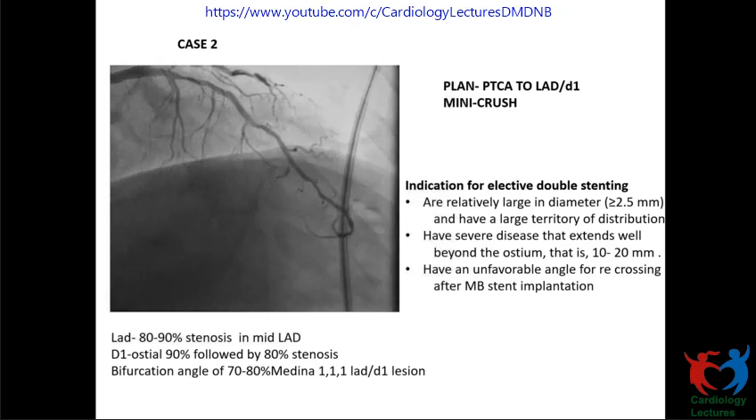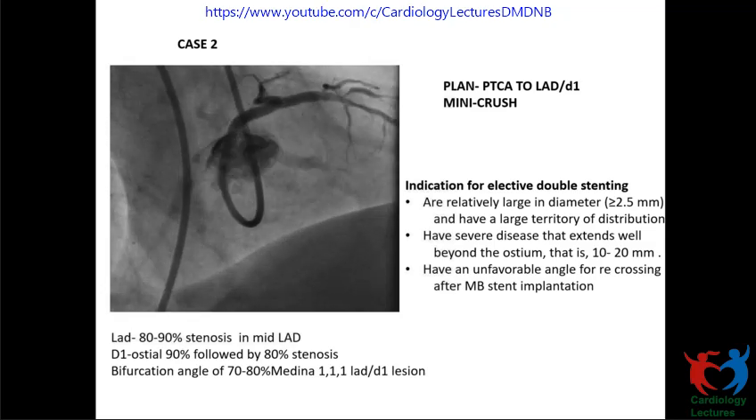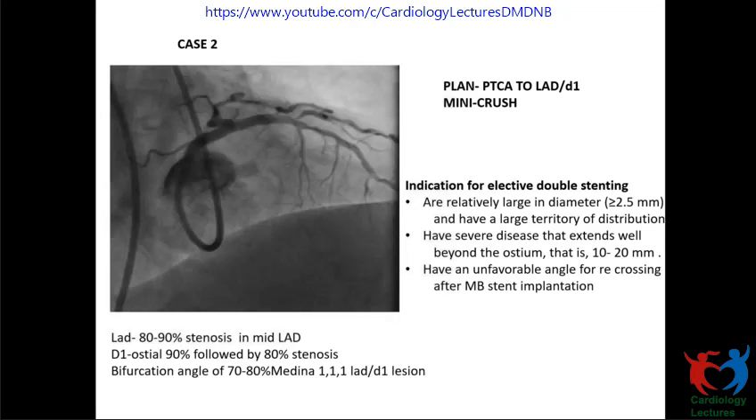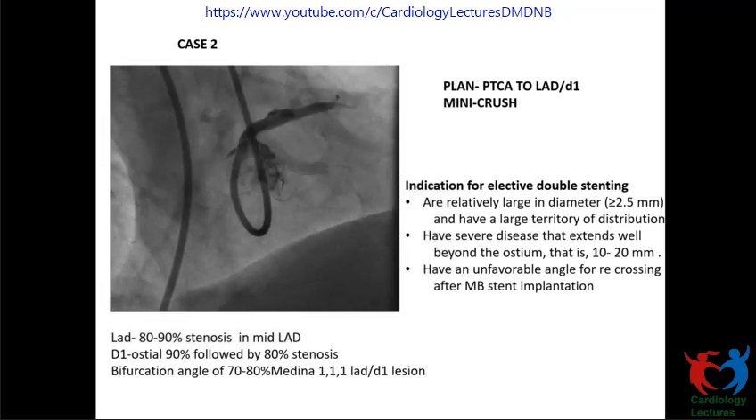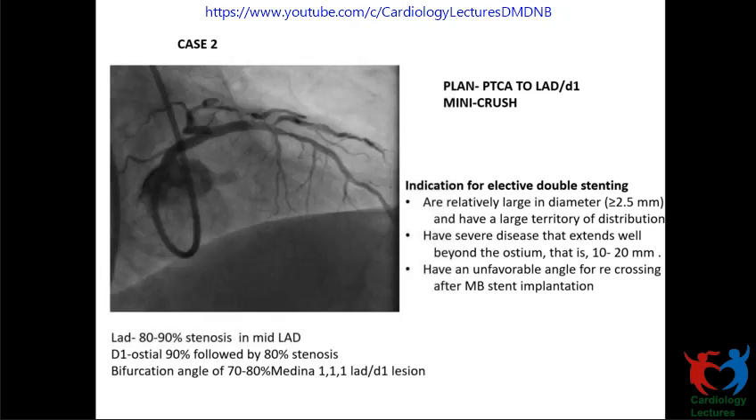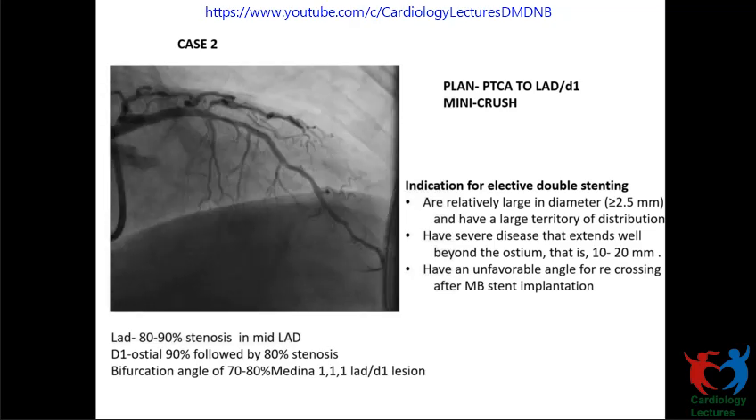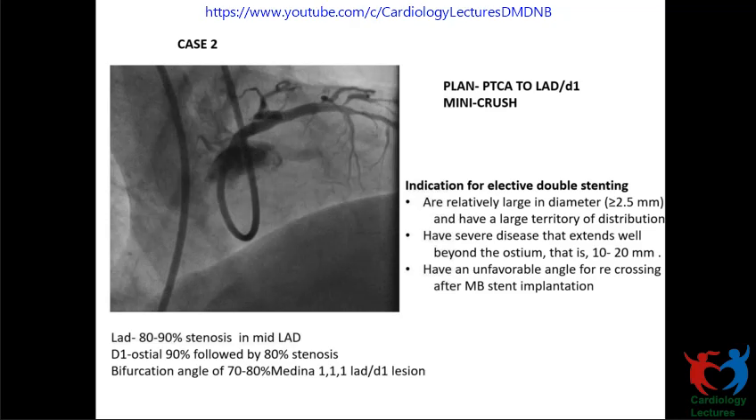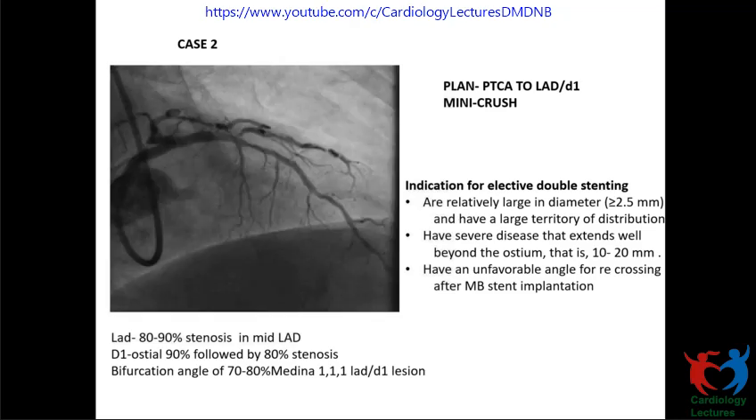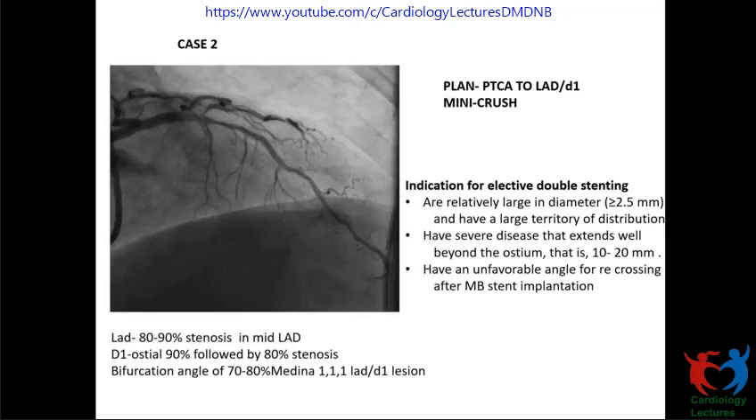This is the second case. The angiogram shows the LAD lesion of 80 to 90% in mid LAD. The D1 ostium is significantly diseased, followed by 80% stenosis, again in the diagonal after the ostium. The bifurcation angle is around 70 to 80 degrees. So a Medina classification of 1,1,1. Our plan was to do an elective double stenting of LAD and D1, as it fits into all the criteria. There should be a provisional stenting.